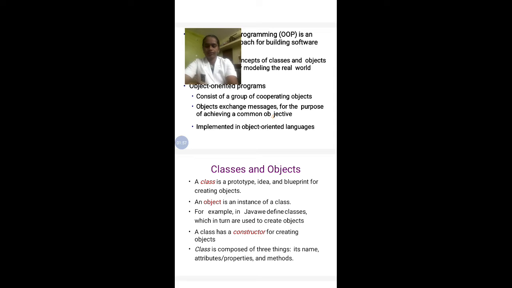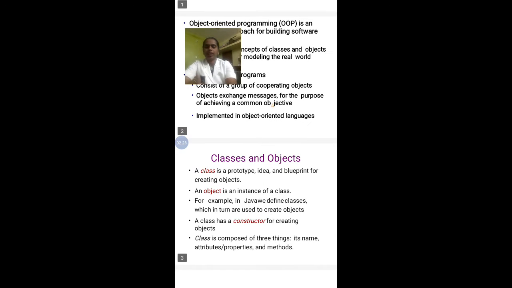What is a class? A class is a prototype, otherwise an idea, otherwise a blueprint for creating objects. What is an object? An object is an instance of a class. For example, in Java we define a class, which is used to create objects. A class has a constructor for creating objects. A class is composed of three things: name, attributes or properties, and methods.